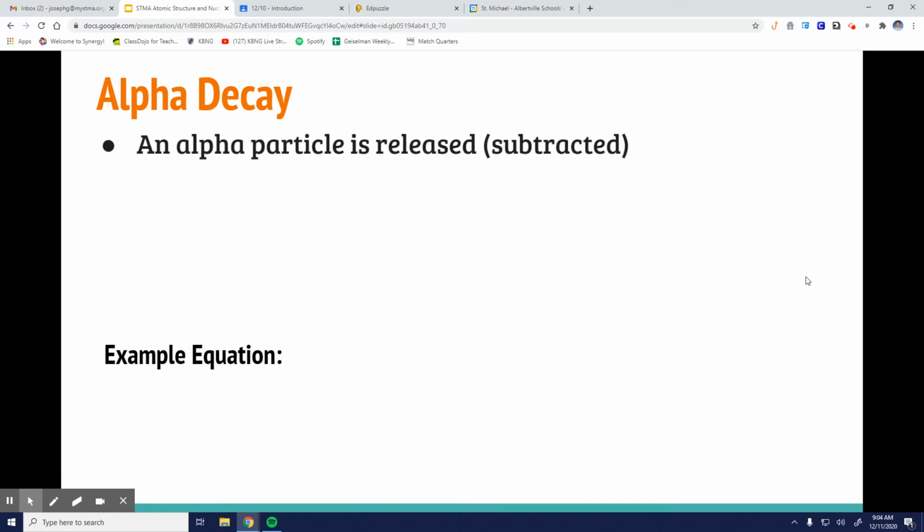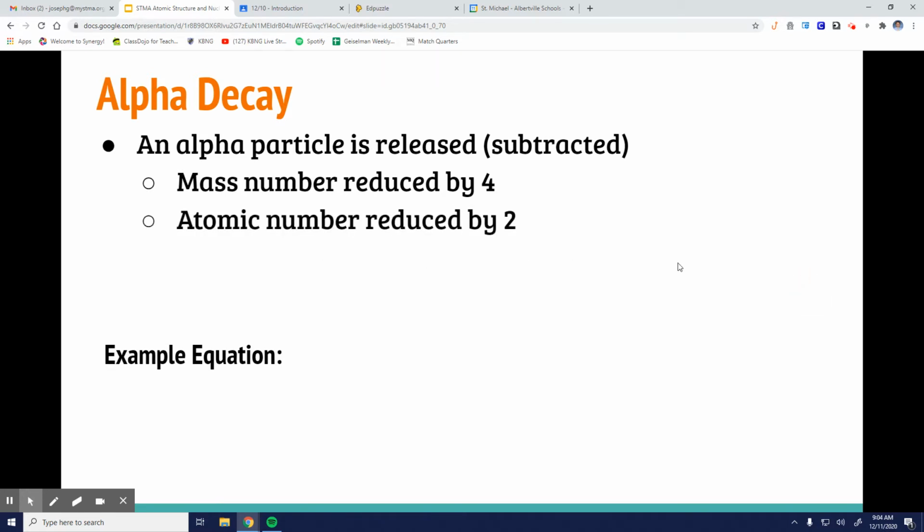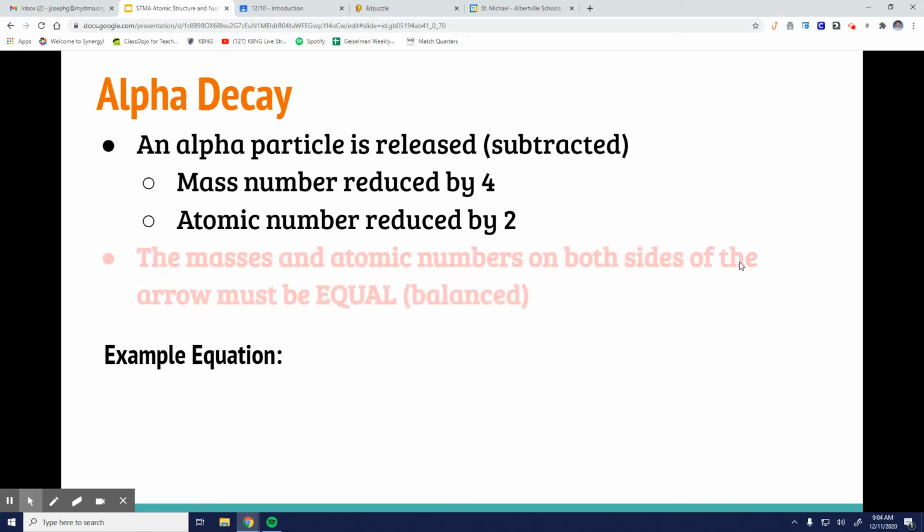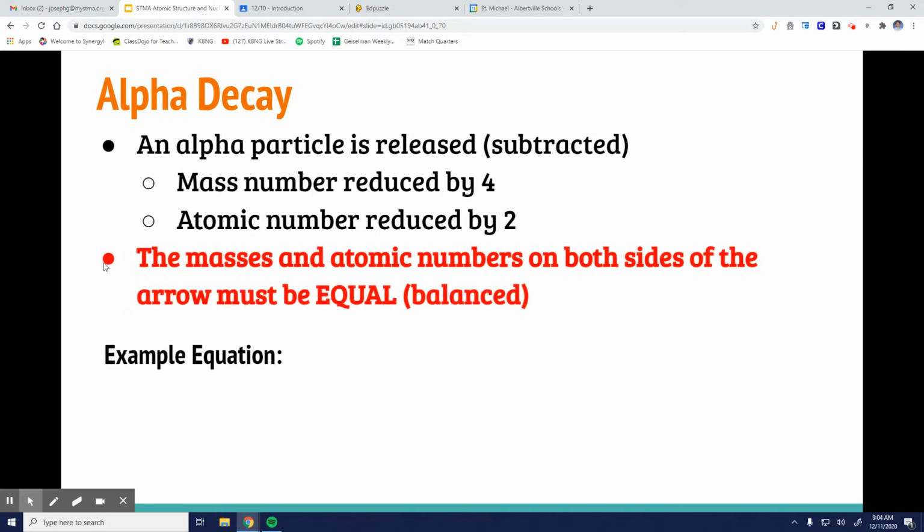So if we go through alpha decay, when we release an alpha particle, we're going to subtract that helium nucleus from the original atom. That means we're going to reduce the mass number of the atom by 4, and we're going to reduce the atomic number by 2. So we'll go through an example of that. It's really important to remember that the mass numbers and the atomic numbers on both sides of the arrow, that's going to be our equation, need to be equal. So they need to be balanced.